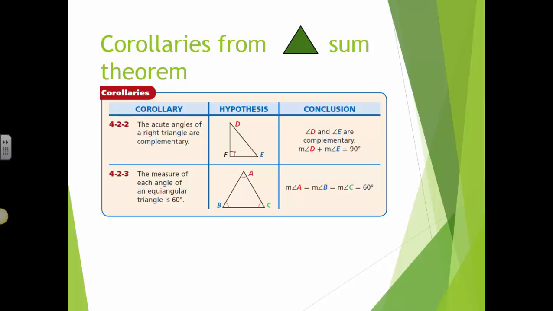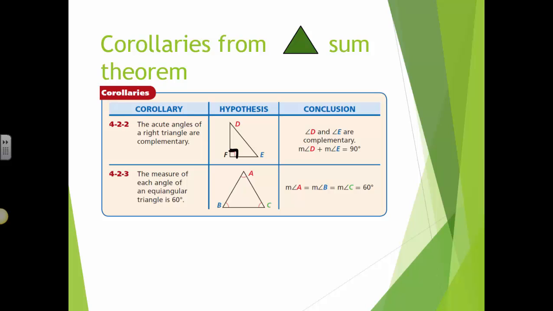If this is 90 and all of the angles add up to 180, then that means these two angles have to add up to 90. Okay, so it's the triangle sum theorem, but applied to a right triangle. So that's our first corollary. So if you have this picture, it's okay to assume that angle D and angle E are complementary. And then the measure of angle D plus the measure of angle E equals 90 by definition of complementary.